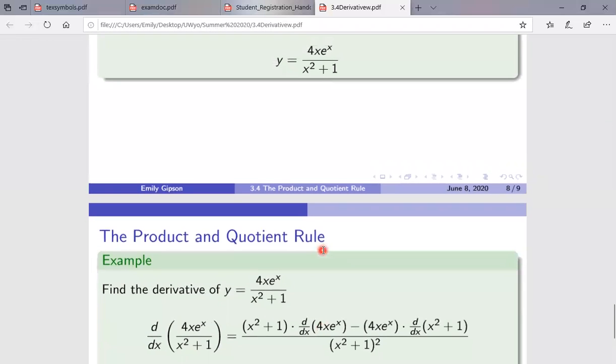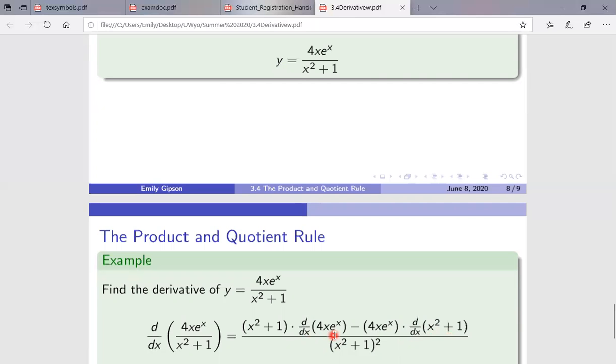So I'm going to start right here. Find the derivative of y equals 4x times e to the x divided by x squared plus 1. Since we have a quotient involved, we can go ahead and set up using the quotient rule. So low d high minus high d low, all over low squared. And we see now in the numerator, we've got d/dx of 4x e to the x, and that requires us to use the product rule.